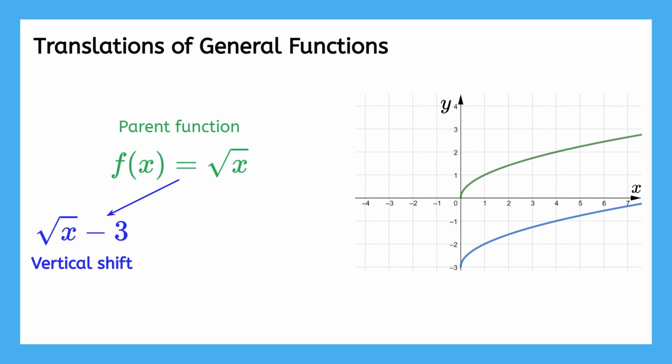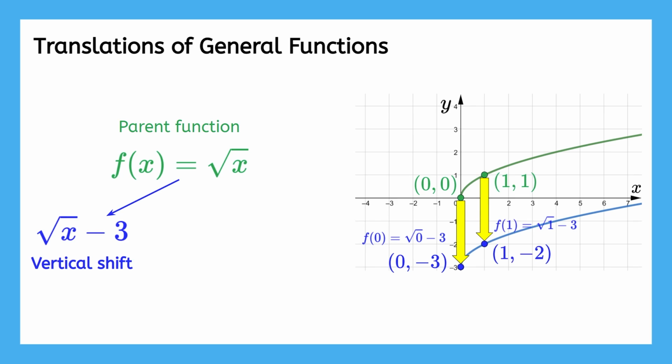For example, let's look at the square root of x minus 3. All the y values from the parent function are moved down 3 units. The square root of 0 minus 3 is negative 3. So the point at 0 would move down to a y value of negative 3. Similarly, the y value of 1 would move down to negative 2. So this ends up becoming a vertical shift of down 3.